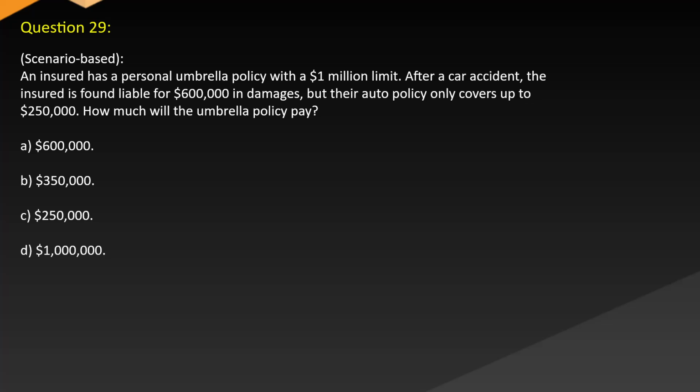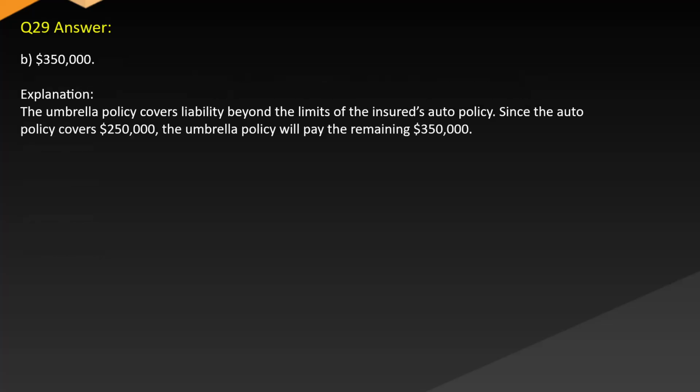Question 29. Scenario-based. An insured has a personal umbrella policy with a $1 million limit. After a car accident, the insured is found liable for $600,000 in damages, but their auto policy only covers up to $250,000. How much will the umbrella policy pay? A. $600,000. B. $350,000. C. $250,000. D. $1 million. Answer: B. $350,000. Explanation: The umbrella policy covers liability beyond the limits of the insured's auto policy. Since the auto policy covers $250,000, the umbrella policy will pay the remaining $350,000.